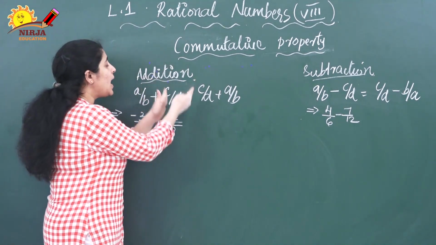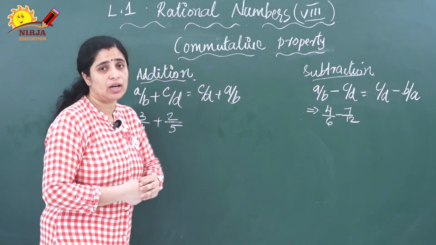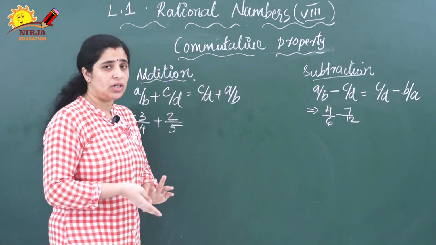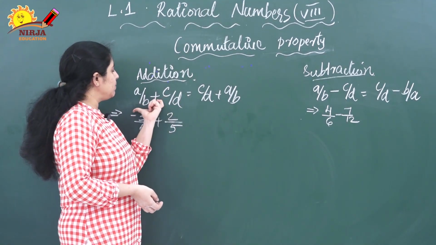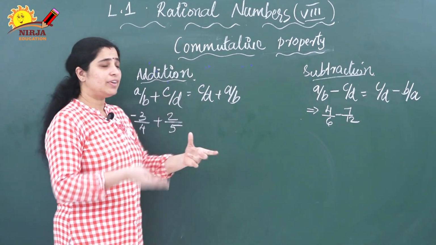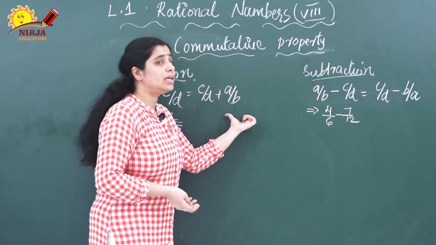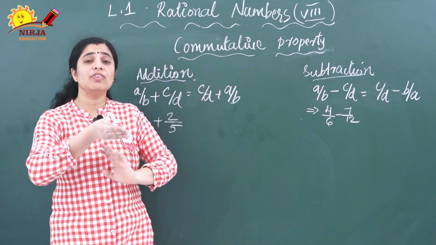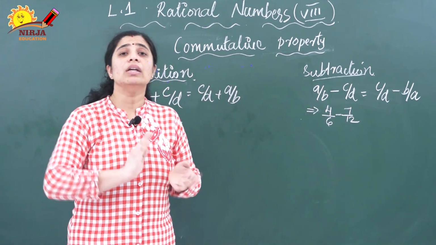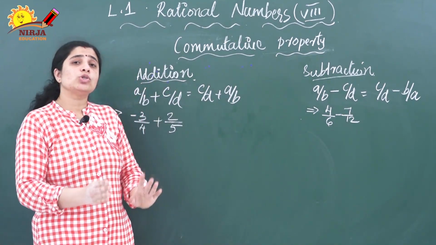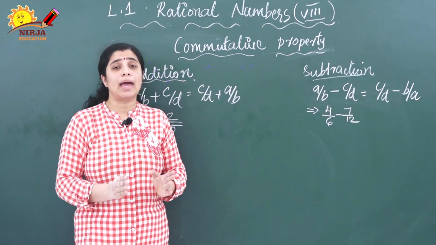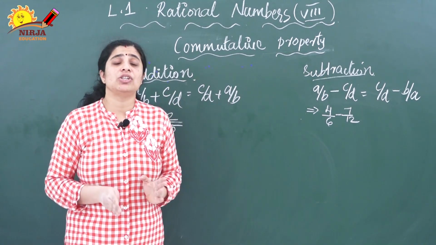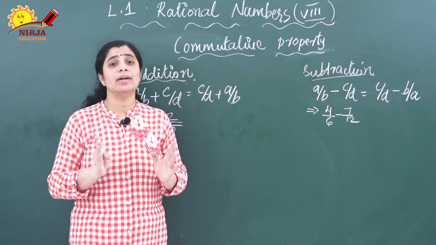You are adding two rational numbers. First you add a/b plus c/d. After that you add c/d plus a/b. That means you are reversing the order. Then if you get the same answer, the addition of rational numbers is commutative.